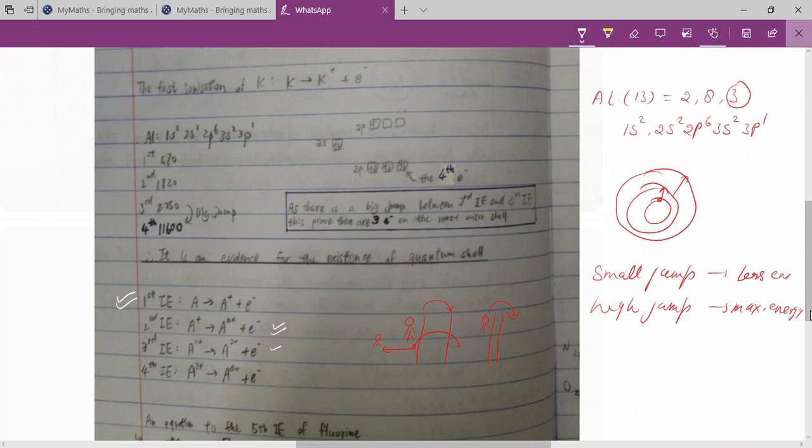So these four processes they are writing here. So that means 3 to 4. Here you can see that 3 electrons you have to remove as compared to the first one. So 3 electrons you are removing, that means their energy will be maximum as compared to removing one electron. That's why they are saying that there will be the big jump between the third ionization energy and the fourth one.